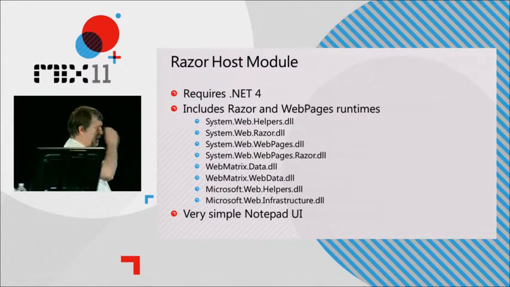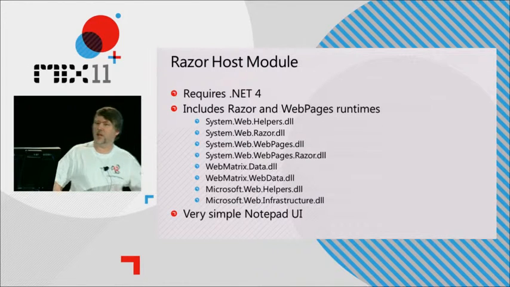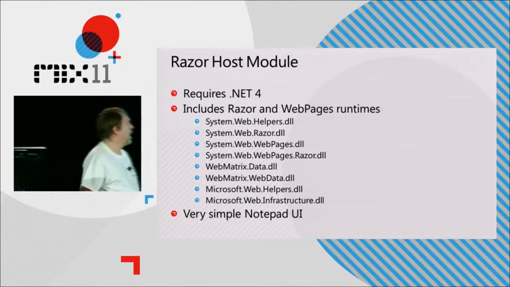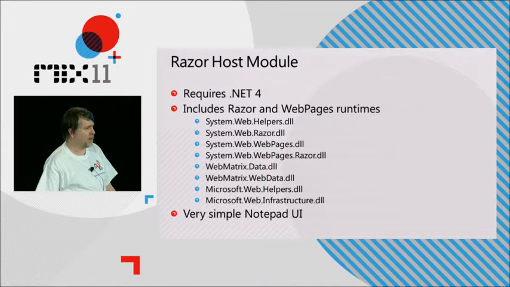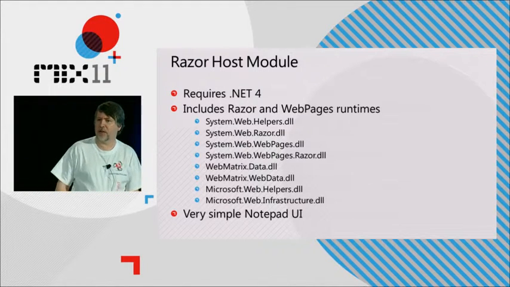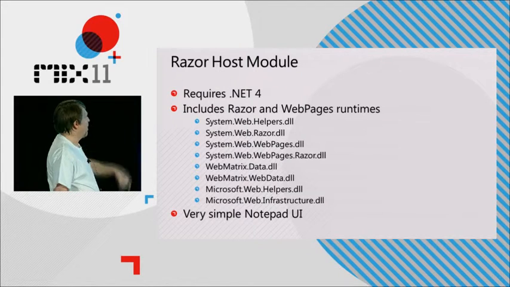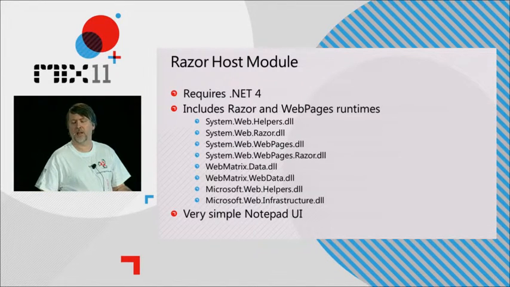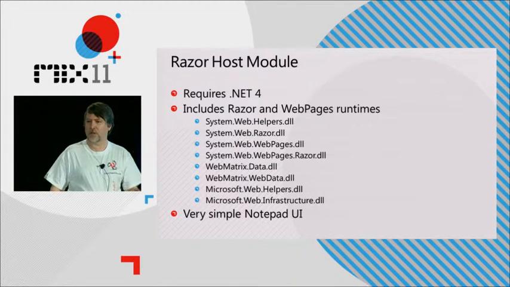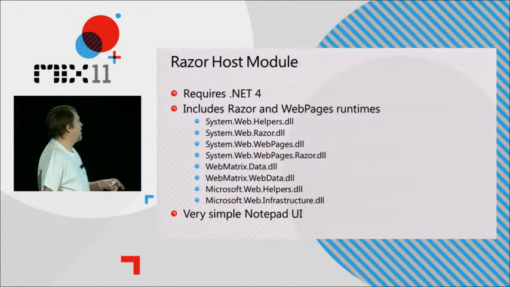So the Razor host module, as I said before, requires .NET 4. It includes all of the helper assemblies that Microsoft ship as part of Razor and web pages, and we bundle those all up so that you don't have to have that pre-installed into your site. The only requirement you have on your site is that it's running in a .NET 4 app pool.